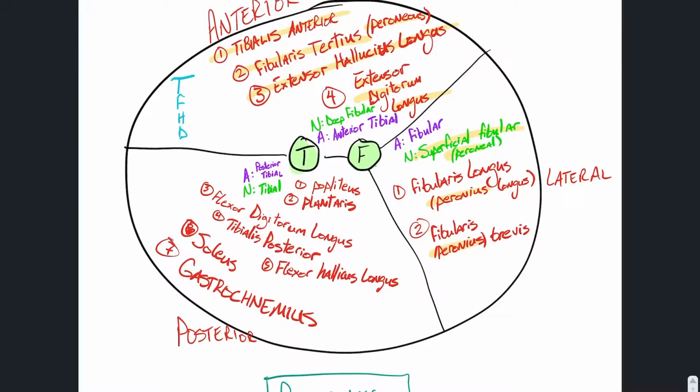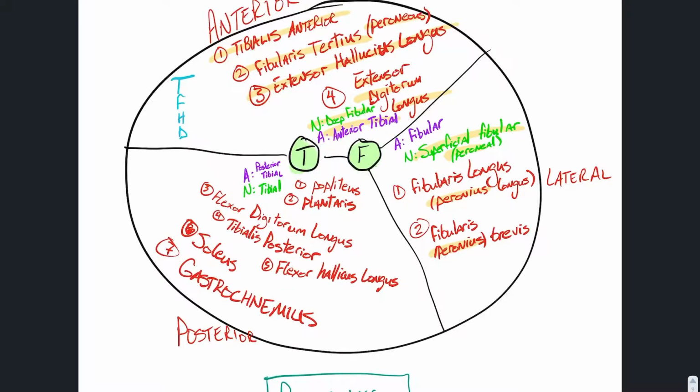Pretty simple. Also in that anterior section, we would want to ask what is the nerve that runs the anterior section. That's the deep fibular. And what's the artery? That's pretty simple too. Anterior matches up, anterior tibial. Okay, so we have all those taken care of.